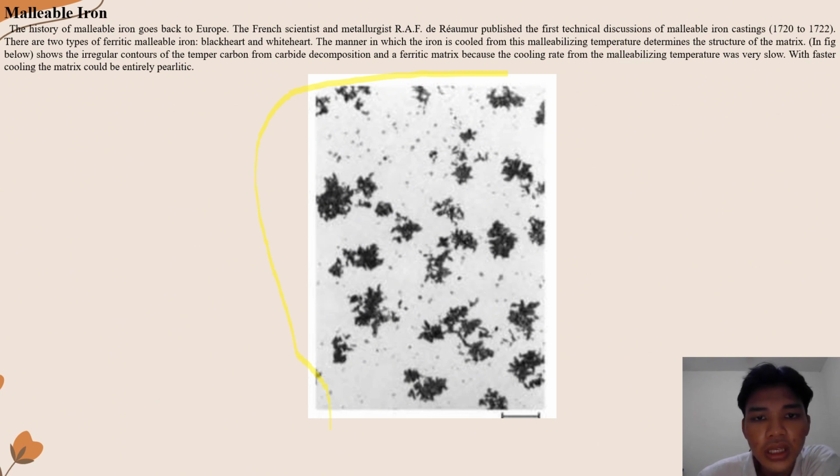The manner in which the iron is cooled from the malleabilizing temperature determines the structure of the matrix. So, the regular cooling produces temper carbon from carbide decomposition and a ferritic matrix because the cooling rate from the malleabilizing temperature was very slow. With faster cooling, the matrix could be entirely pearlitic.